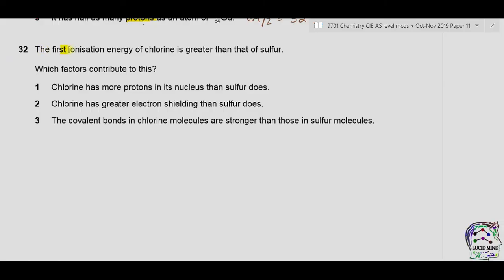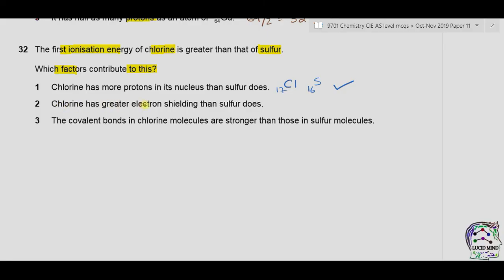Question 32. The first ionization energy of chlorine is greater than that of sulfur. Which factors contribute to this? Number 1. Chlorine has more protons in its nucleus than sulfur does. Now the atomic number of chlorine is 17, while that of sulfur is 16. Now we know that when the number of protons increases, the nuclear charge increases and the force of attraction between the nucleus and the outer electron also increases. So therefore, due to the greater number of protons in chlorine, its ionization energy will be higher. So option 1 is correct.